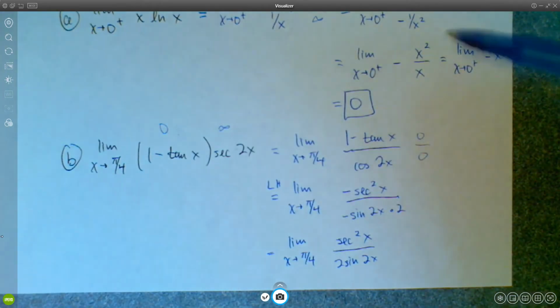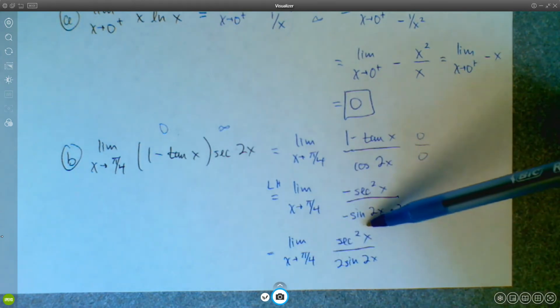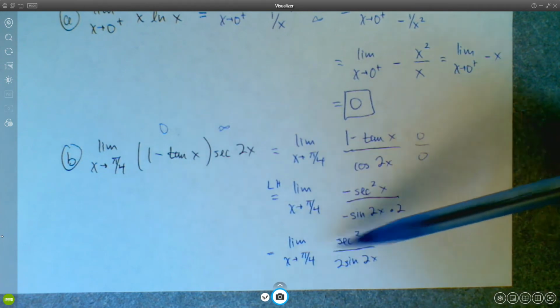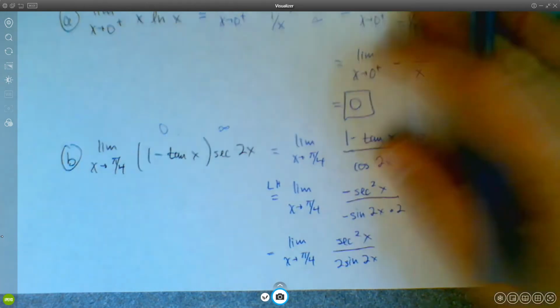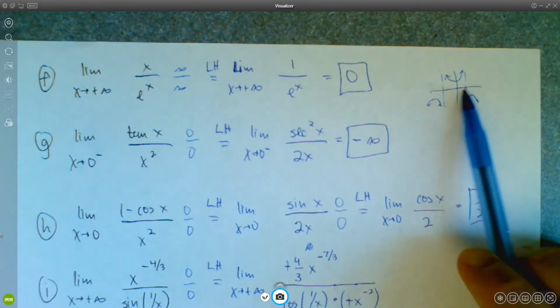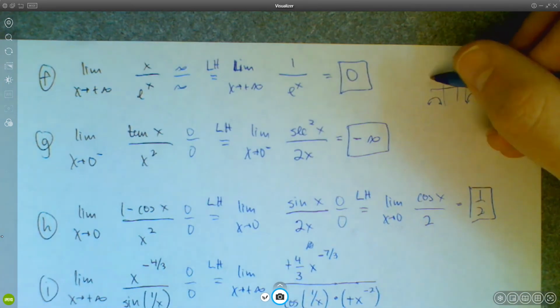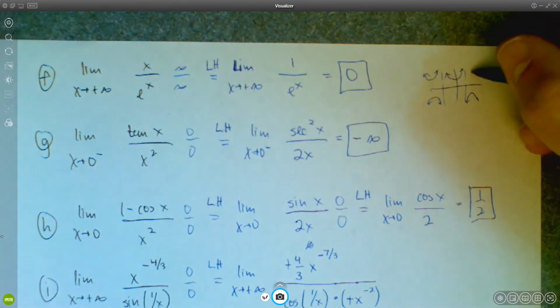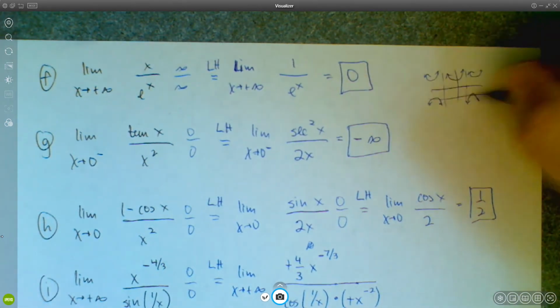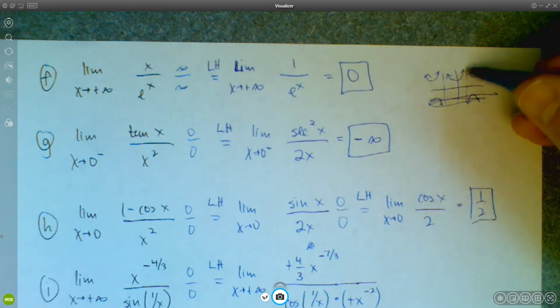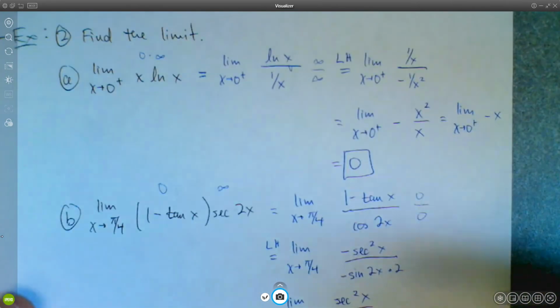So now what happens? Well, when we plug in pi over 4, I was saying earlier, this is what secant looks like, but secant squared would give you all positive values back. So secant squared would probably look something along these lines, without any of this stuff down here. So it's going to positive infinity. So this thing's going to positive infinity now.